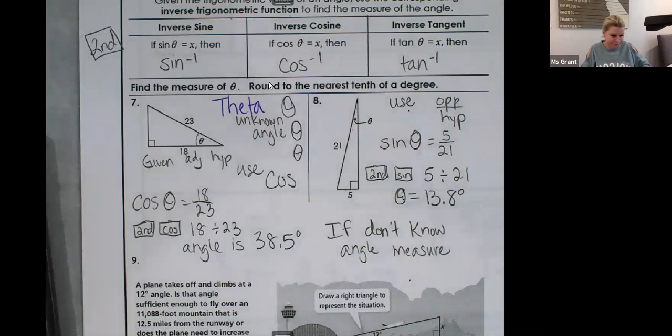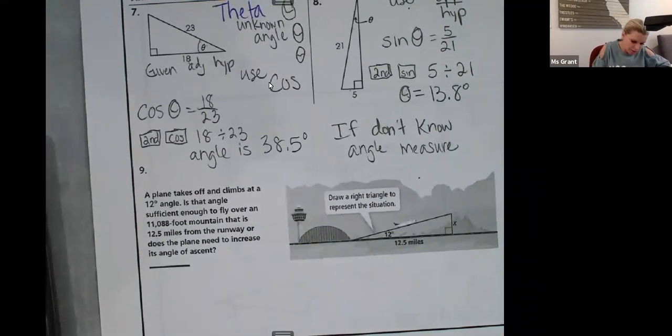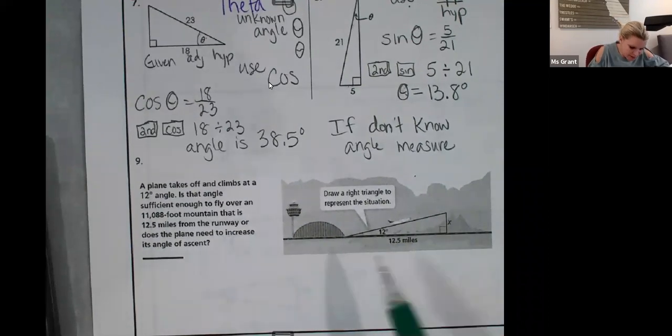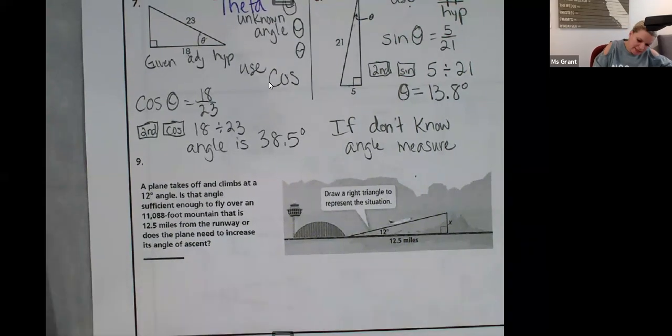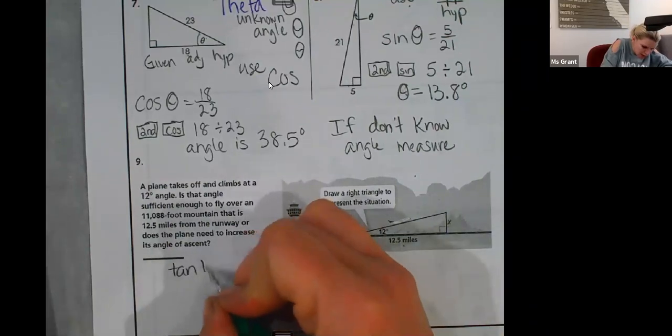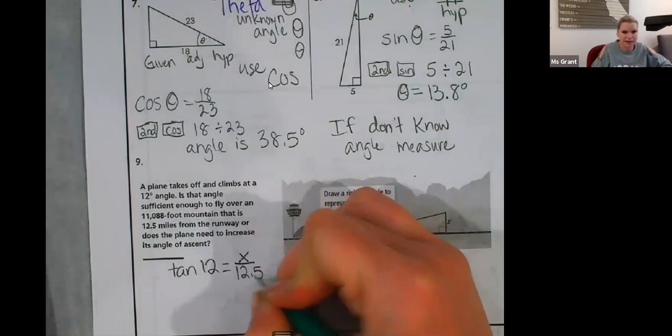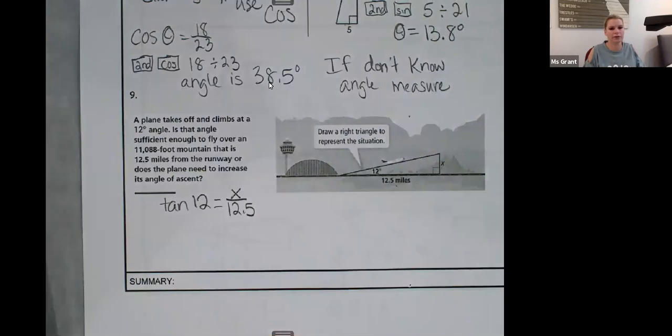Okay. All right, let's do the word problem. A plane takes off and climbs at a 12 degree angle. Is that angle sufficient to fly over the mountain, 12.5 miles from the runway? Here we go. This is opposite over adjacent, isn't it? Tangent 12 equals opposite over 12.5. Check that out. Tangent of 12 equals x over 12.5.